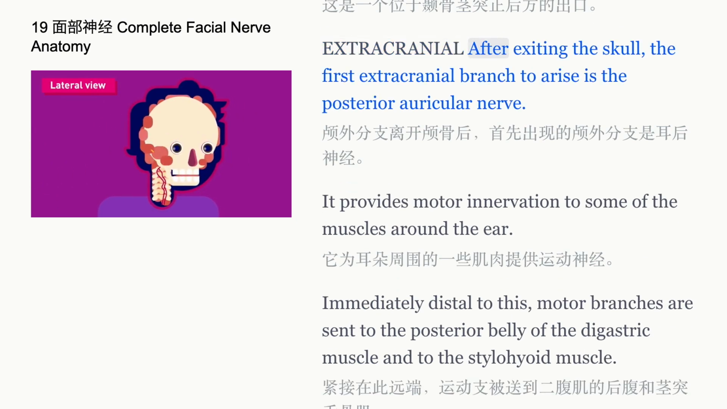Extracranial. After exiting the skull, the first extracranial branch to arise is the posterior auricular nerve. It provides motor innervation to some of the muscles around the ear.